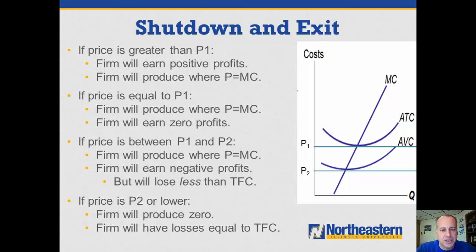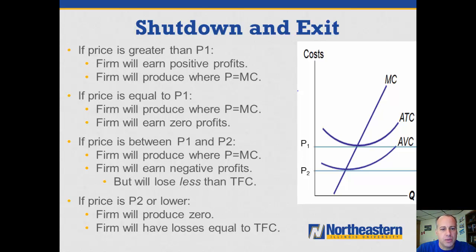They're earning losses. But, and this is important, they're going to lose less than their total fixed costs. They're going to be better off producing even if they can't cover all of their fixed costs because they can cover all of their variable costs plus a little something. So their losses will be smaller than their loss would be if they shut down.